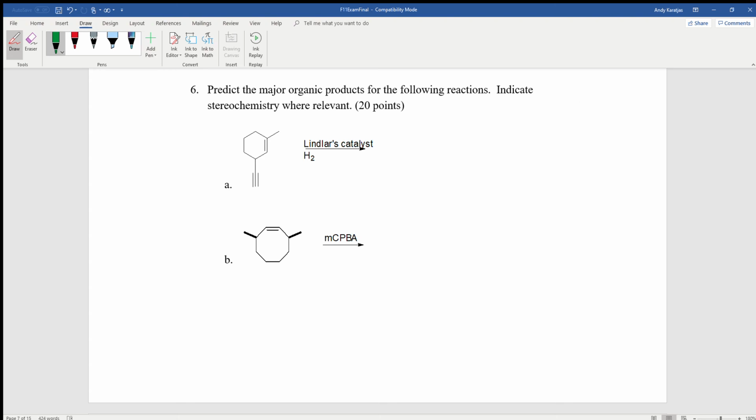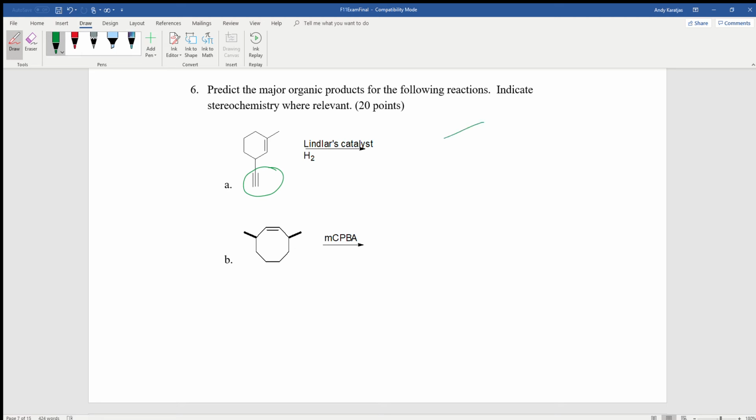In question 6, we have a series of reactions in order to predict the major organic products. So we start in question 6, part A, looking at Lindlar's catalyst. Lindlar's catalyst, we know, reduces alkynes to alkenes, and specifically to cis-alkenes. So we focus here on just the alkyne.